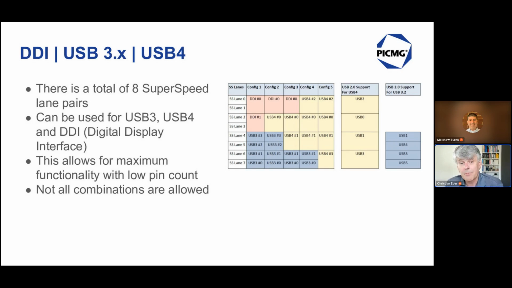About the multiplexing for the super speed lanes, there are different configurations defined. In total, we have 8 super speed lanes, which are shared between the digital display interfaces, USB 3 lanes, and USB 4 lanes. So you see here, not all combinations are possible. Let's say some practical combinations are defined. It's up to 5 configs.